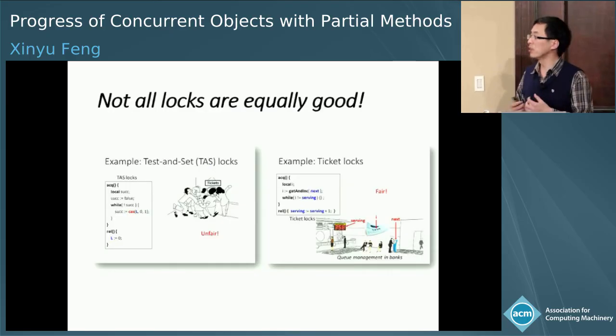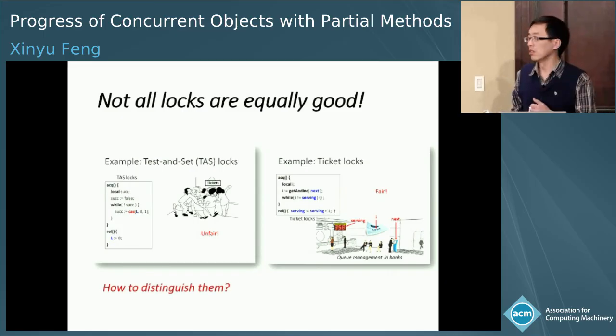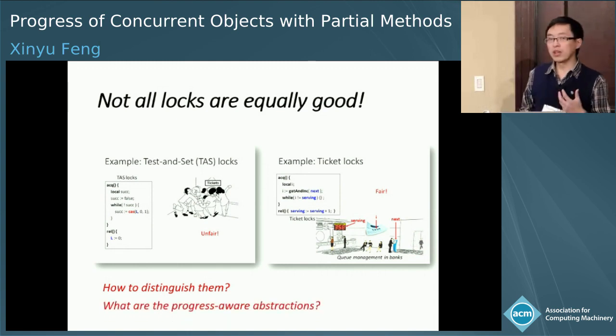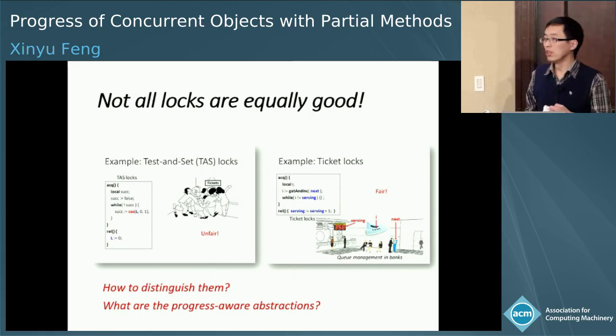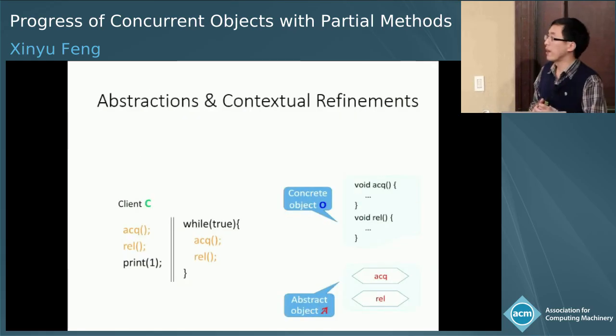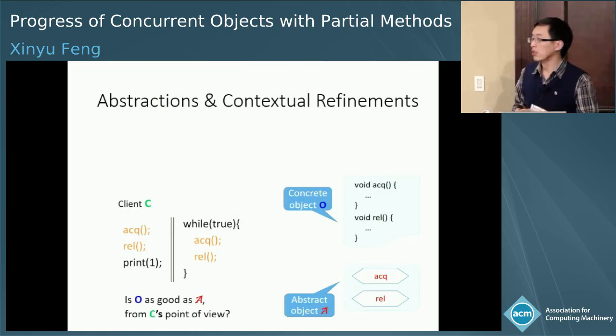So we have different implementations. Now the question is, how do we formally distinguish them? How do we tell the difference? This is the first question. The second question is, what are the good abstractions for them, if we care about progress? By abstractions, I mean that given a concrete implementation, we want something simpler at a more abstract level, so that from the client's point of view, this implementation is as good as this abstraction.